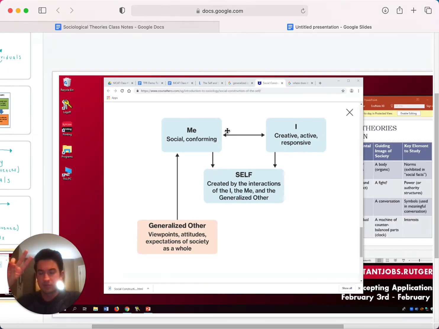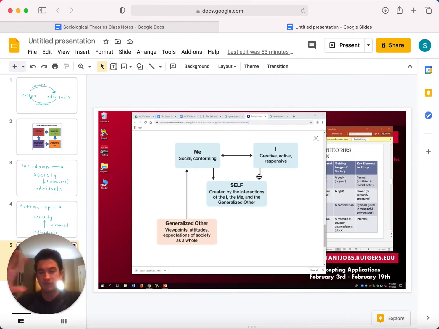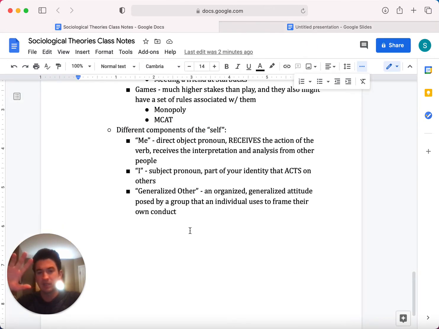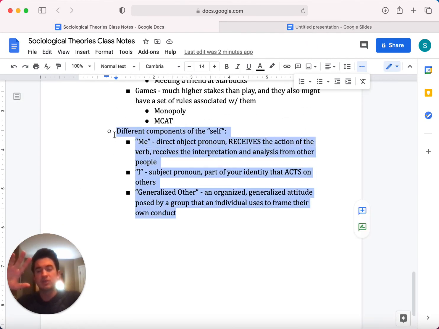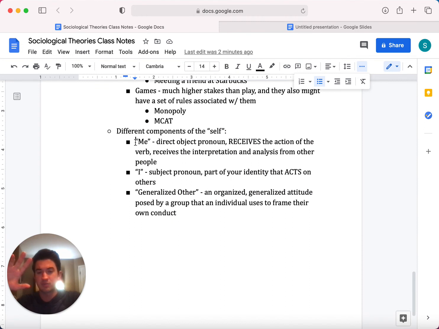Okay? So hopefully that makes sense. This is a really tough concept to talk about because it's kind of complicated. But like I said, you can break this down by thinking about it sentence-wise. Me is the direct object and I is the subject. Okay.